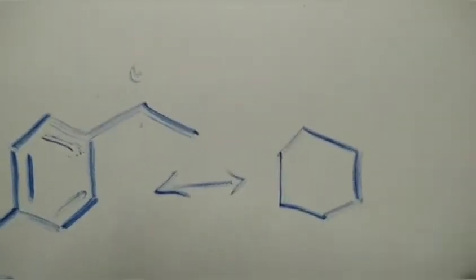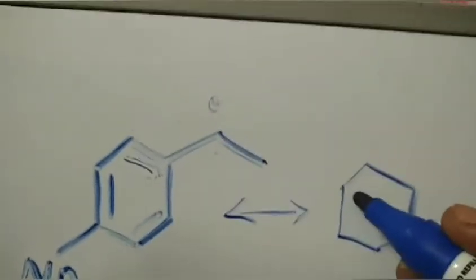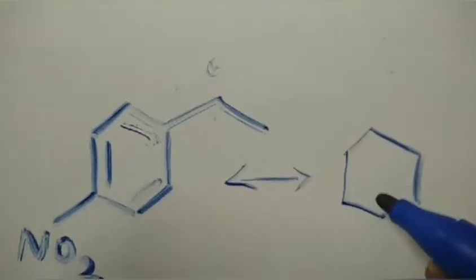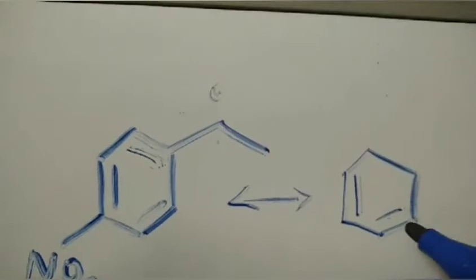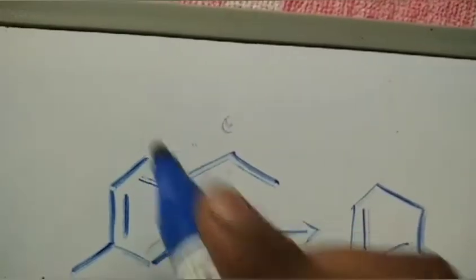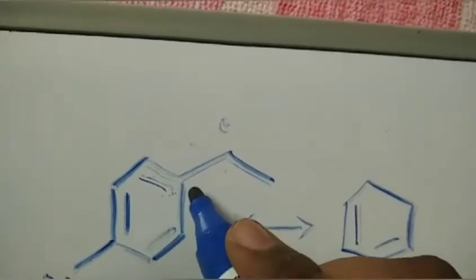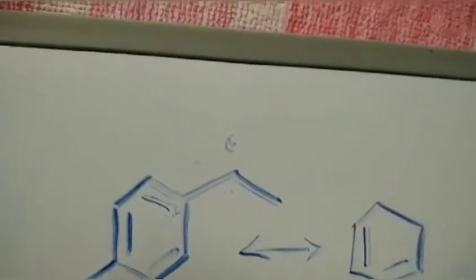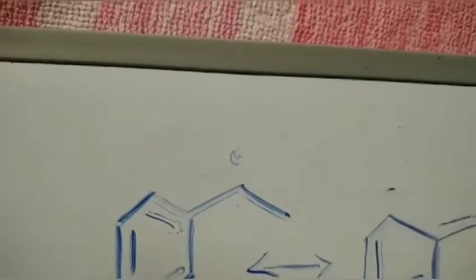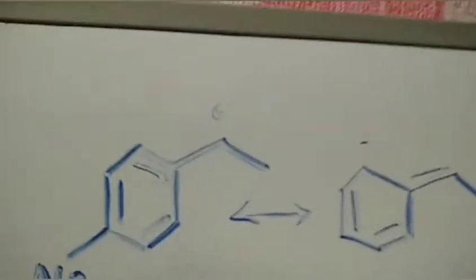Resonating structures are not reality; only the hybrid is real. You should have read this basic concept in 11th standard. If this breaks into free radicals, one radical will be formed here, another radical will be formed here. These two radicals will get bonded, so you will get a double bond here and the radical here. So this is under resonance.